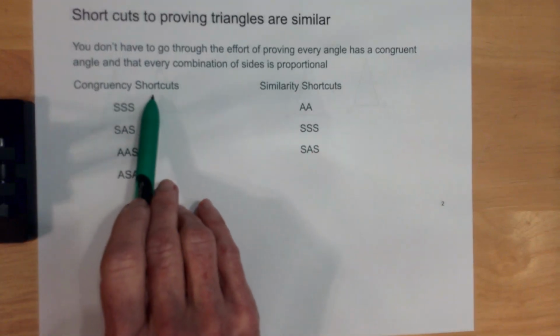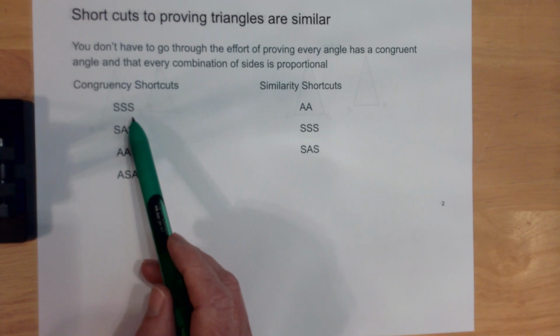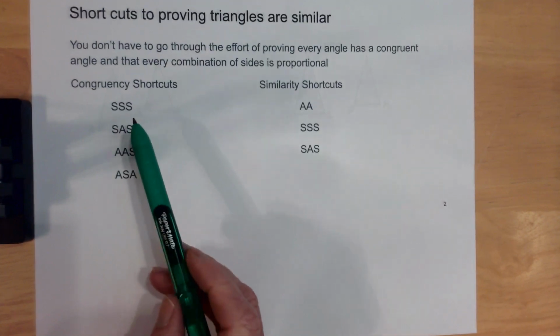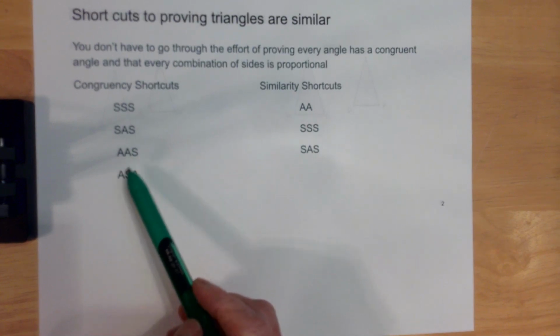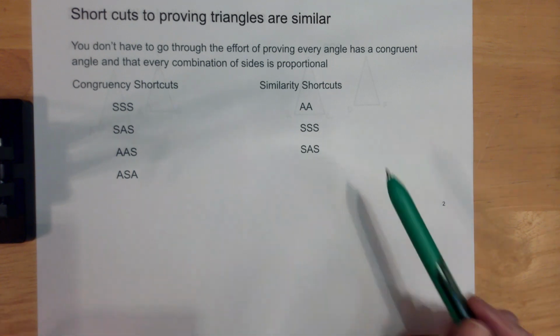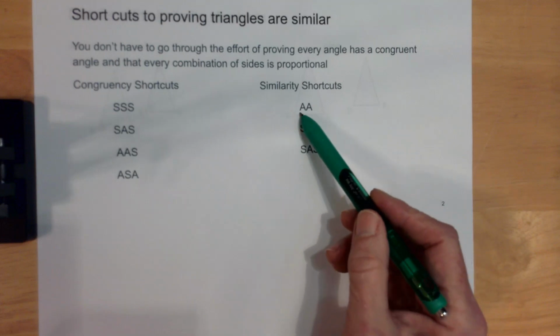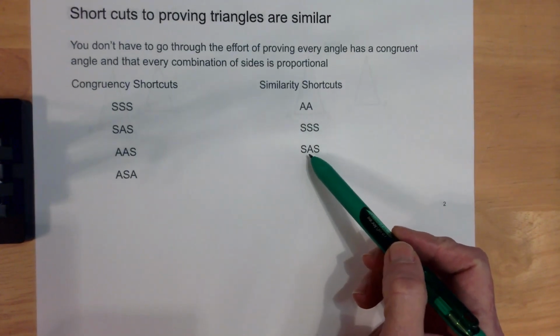And I want to remind you of when we were talking about congruent triangles, if you remember right, we learned shortcuts for congruent triangles. Side, side, side, side, angle, side, angle, angle, side, and angle, side, angle. Hopefully those seem very familiar to you. And we have similarity shortcuts as well. But there's only 3 of those. There's angle, angle, side, side, side, and side, angle, side.